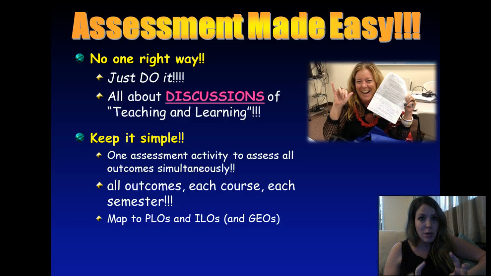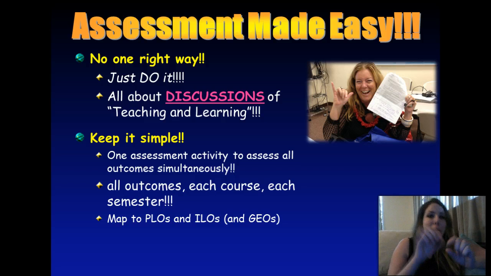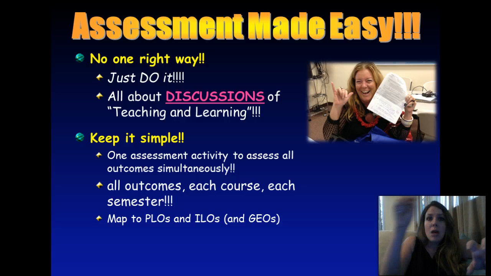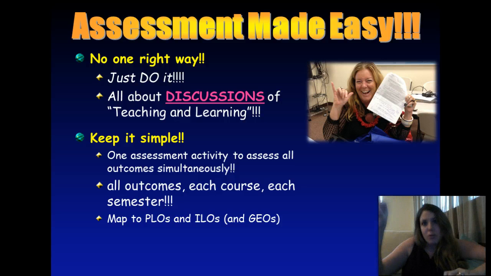So what we're going to do in this training is show you how you can take all your course learning outcomes, assess them simultaneously with one assessment activity, and then boop, boop, boop, map them to the program learning outcomes and the institutional learning outcomes, and even, if applicable, if it's a GE course, your GE outcomes. And you don't have to do separate assessment activities for those. You just map them. You just check off where a particular course learning outcome or set of course learning outcomes applies, falls under the category of the PLOs and the ILOs and, if applicable, the GEOs. So I'll show you what I mean.